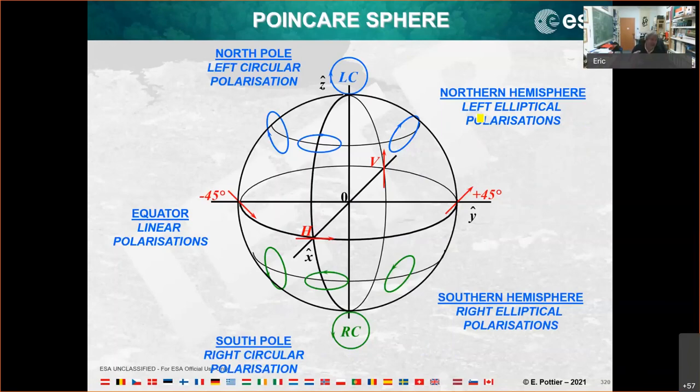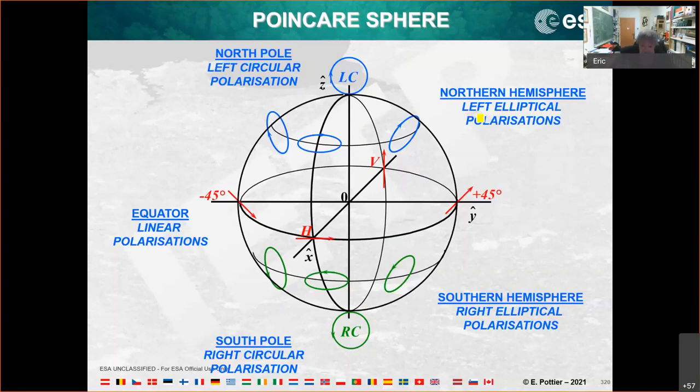The Poincaré sphere provides you the information on how the polarization can change during the acquisition. Without going too much into the detail, each point of this sphere corresponds to a given polarization. On the poles, you have the two circular polarizations, left circular and right circular. On the equator, you have the linear polarizations. On the northern hemisphere, you have the left elliptical polarization, and on the southern hemisphere, the right elliptical polarization. So each point of this sphere corresponds to a given polarization.